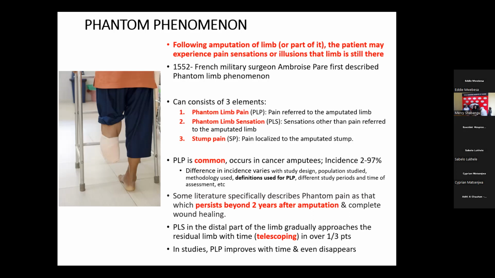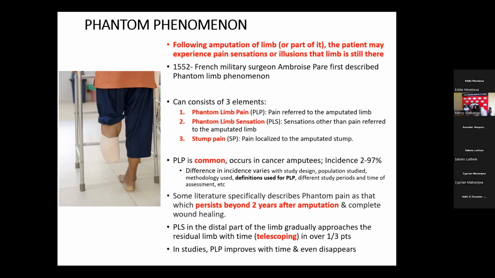Phantom limb sensations are sensations other than pain that are referred to the amputated part. So these can be feelings of insects crawling on the skin, or fire, or tingling, shocks. These are the kinds of sensations, but they are not pain.